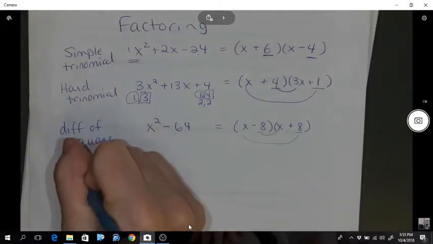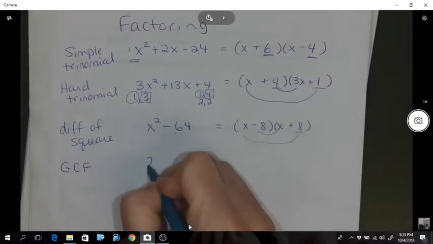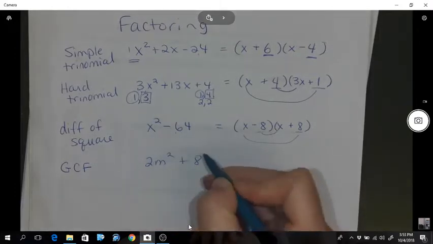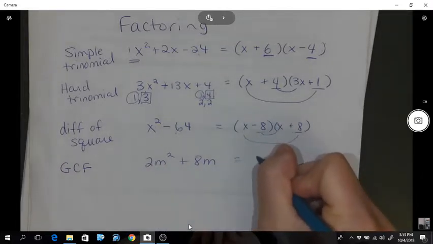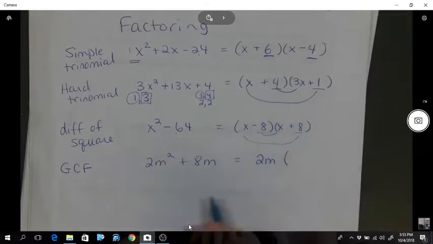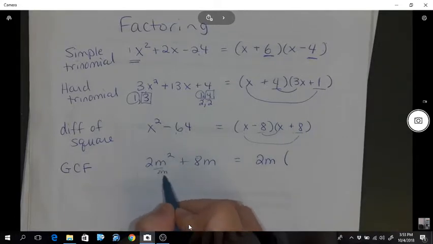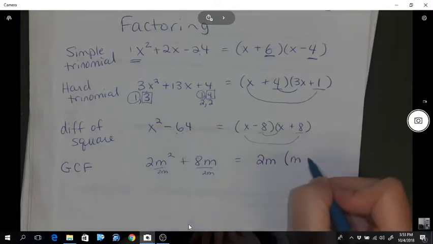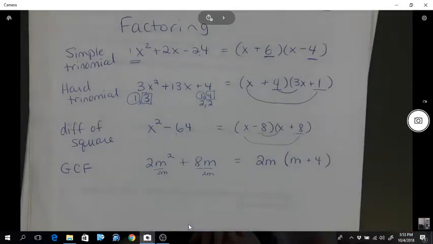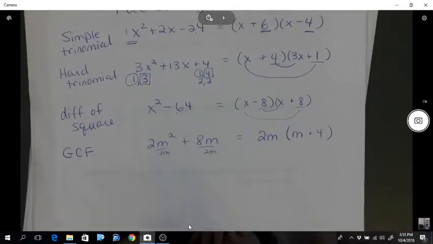You're going to see GCFs. So here's an example. 2m squared plus 8m. You ask yourself, what can I pull out of that from everything? So each of these can be divided by a 2 and an m. Then, if I divide by 2m, I have an m remaining. If I divide that by 2m, I have a 4. So that's how you factor that.